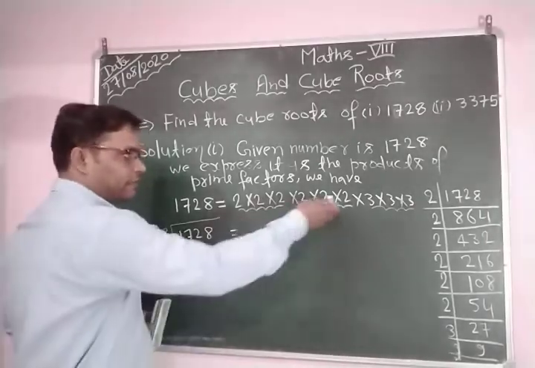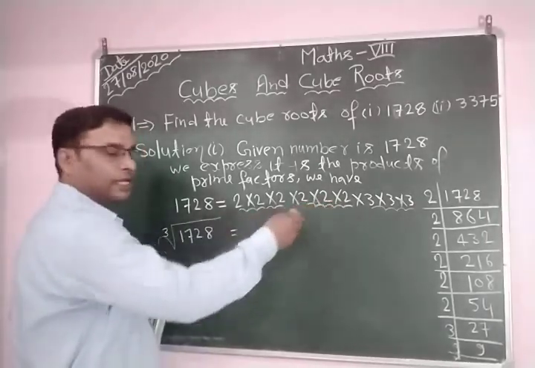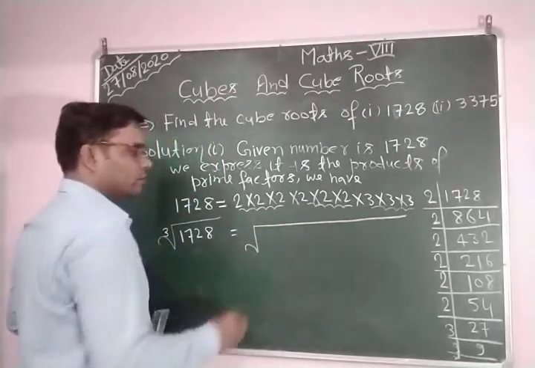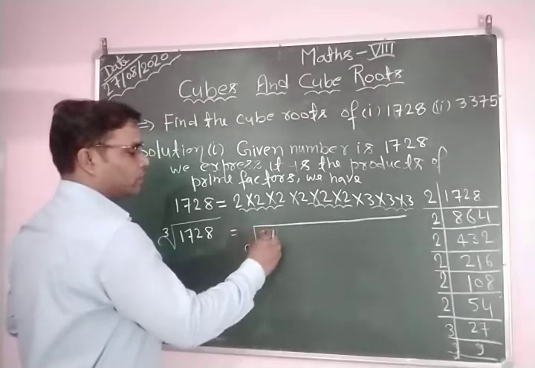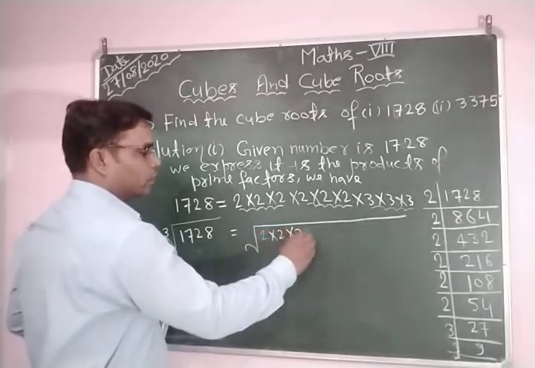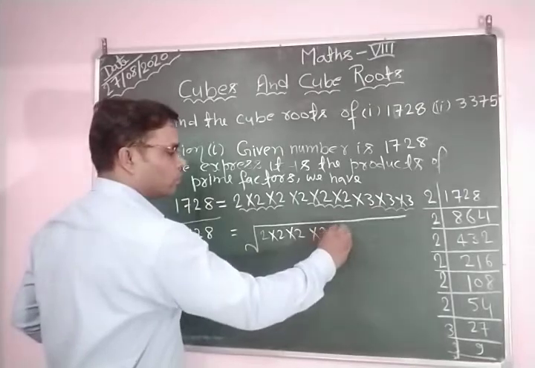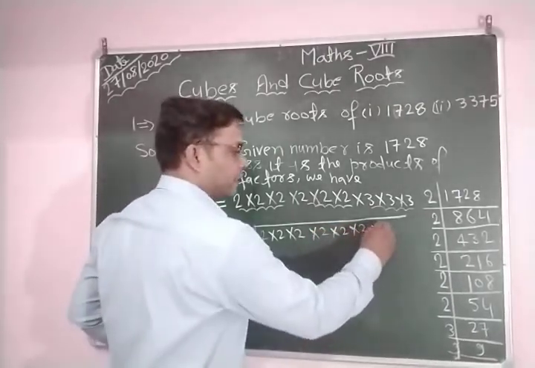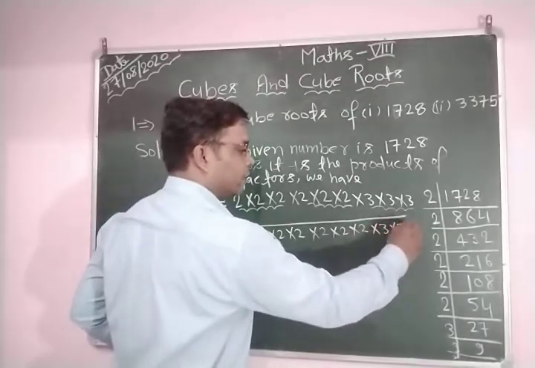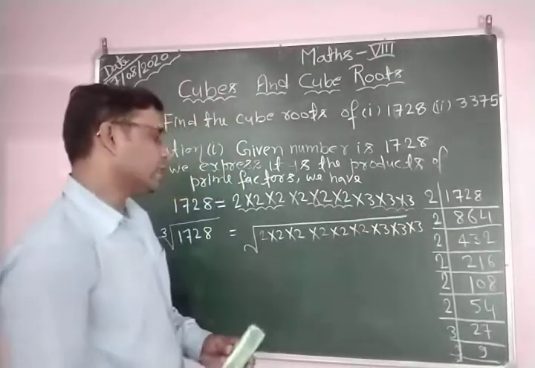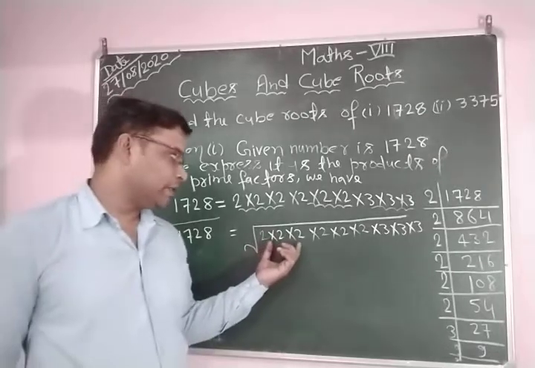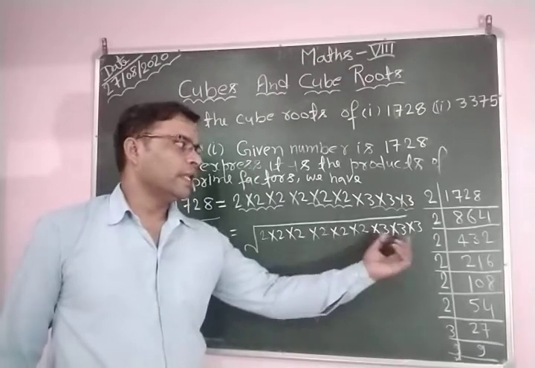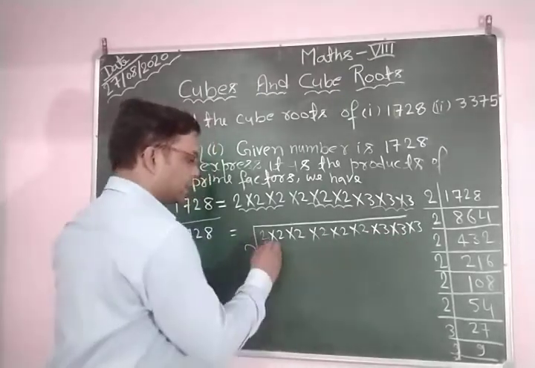Again, find the factors of this number. Also, write these factors under a cube root: 2 into 2 into 2 into 2 into 2 into 2 into 3 into 3 into 3. You can see here a group triplet of prime number 2, another group triplet of prime number 2, and a group triplet of prime number 3.